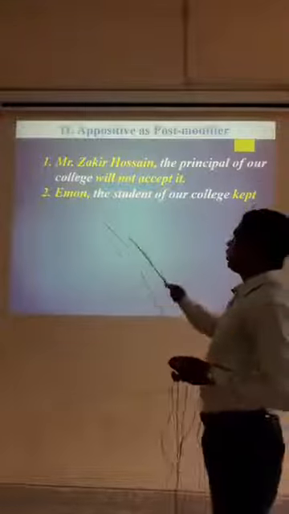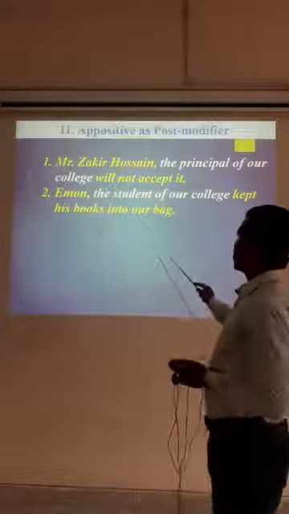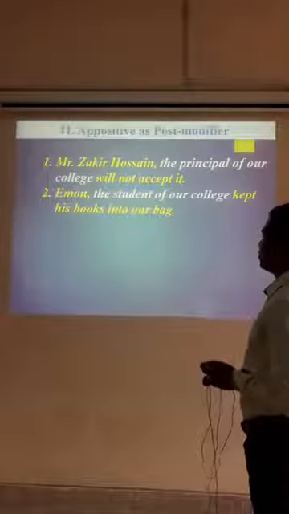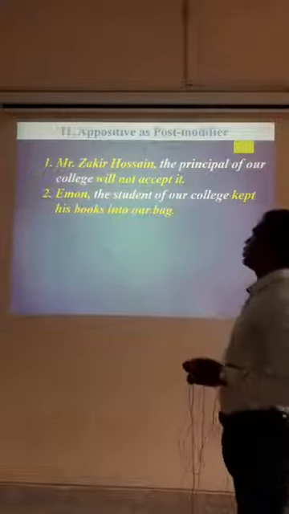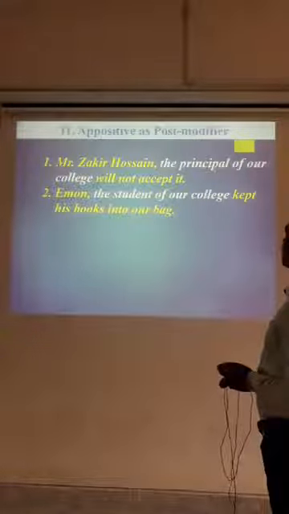Number 2, Imon, the student of our college, kept his books in his bag. That means Imon, the student of our college. The student of our college is used there as an appositive. It is an appositive which indicates Imon. So it is used there as a post modifier.